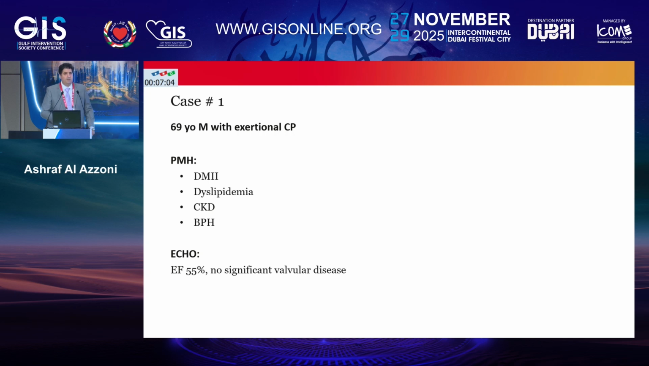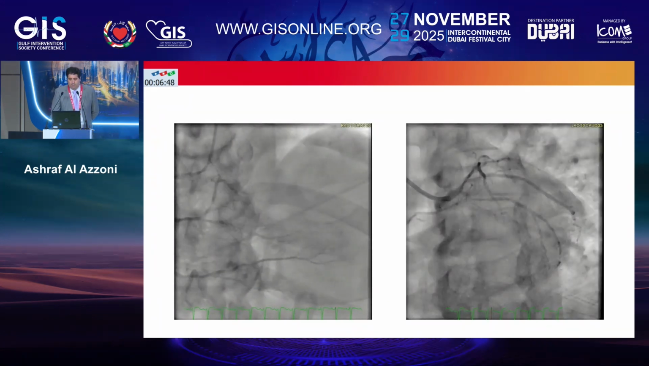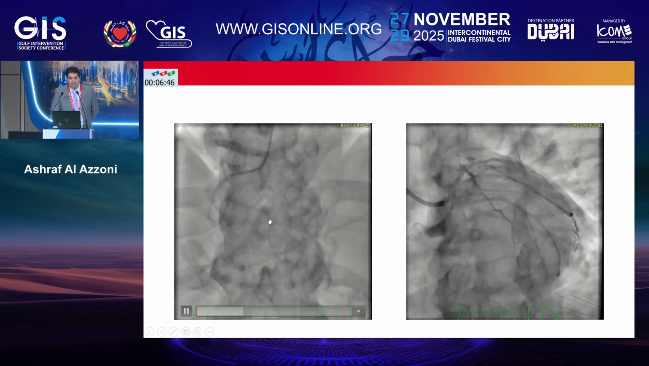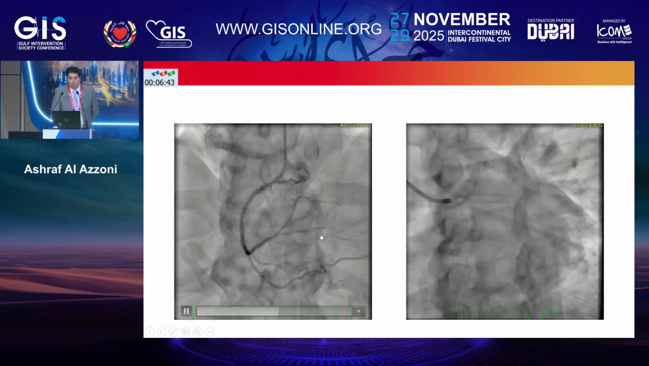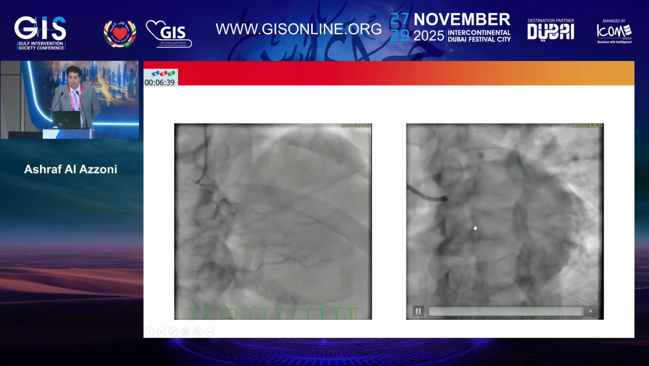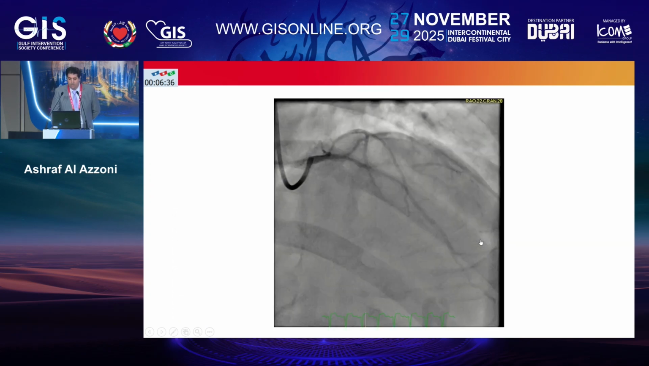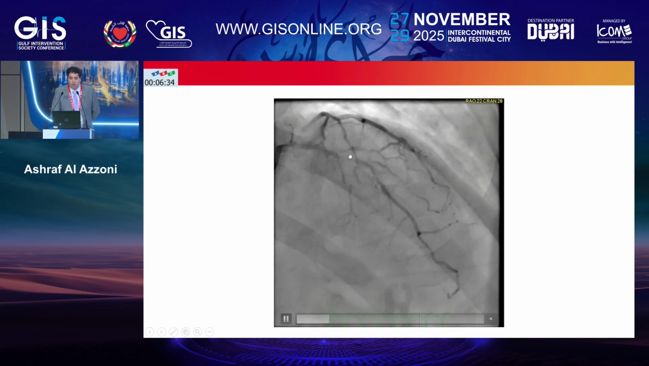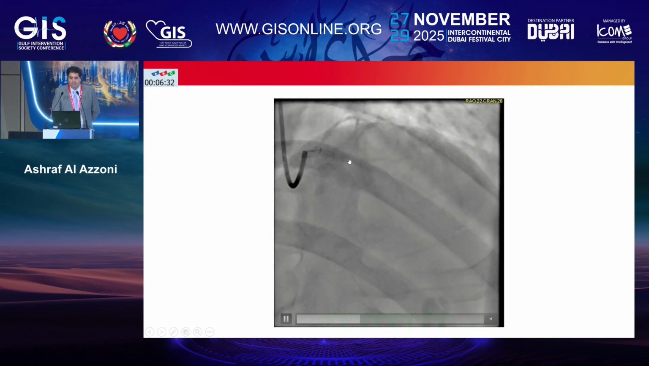I'll show you a few cases just to put this into perspective. 2 patients of mine. The first one, a 69-year-old male patient with exertional chest pain, with past medical history of diabetes, dyslipidemia, CKD, and PPH, with normal ejection fraction, with no significant valvular disease. This is the angiogram. The RCA has diffuse disease. The PDA is small with a severe lesion there. The circumflex coronary artery has a severe lesion proximally. Same applies for the diagonal. And when you look at the LAD angiographically, proximally, you appreciate the tightest spot.